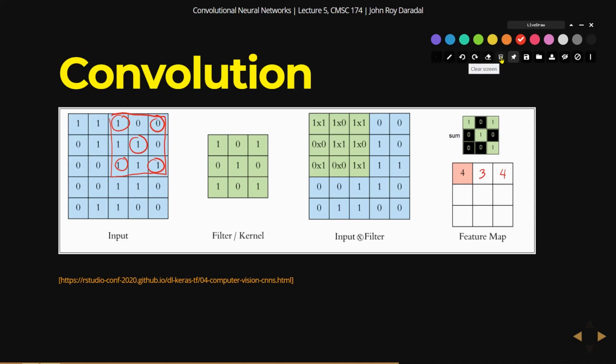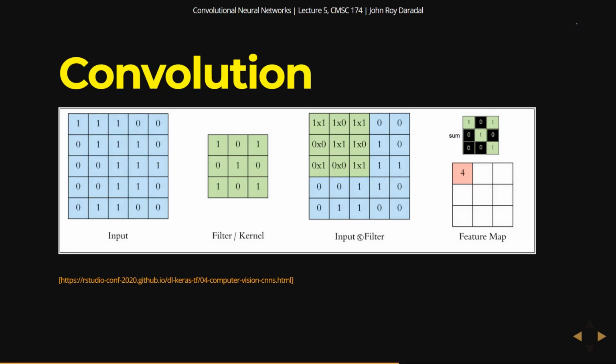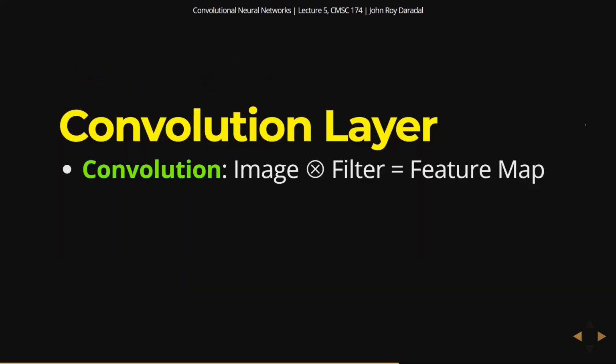So after that, you look at the next 3 by 3 window, which is somewhere here. Okay, so that's what you do for convolution. You align the filter with small windows in the input image, then you do the convolution, you multiply the aligned values, and then you take the sum, and then that sum is what you output in the feature map. Okay, that's how convolutions work.